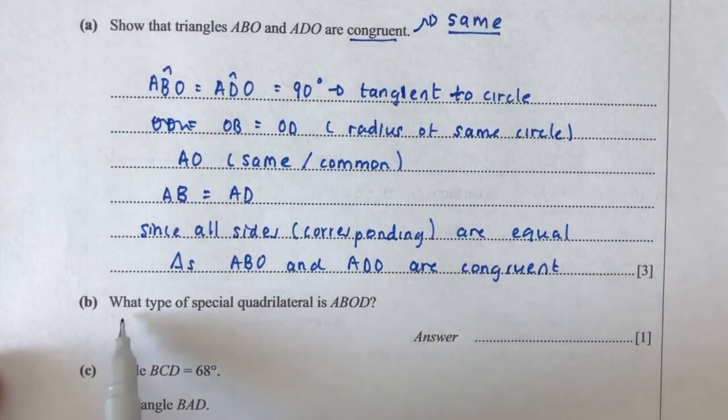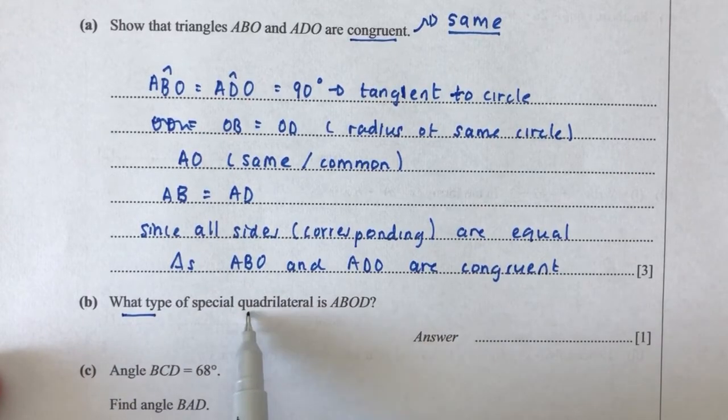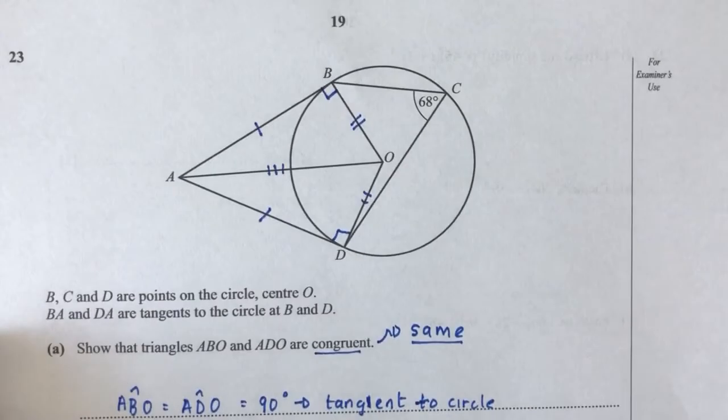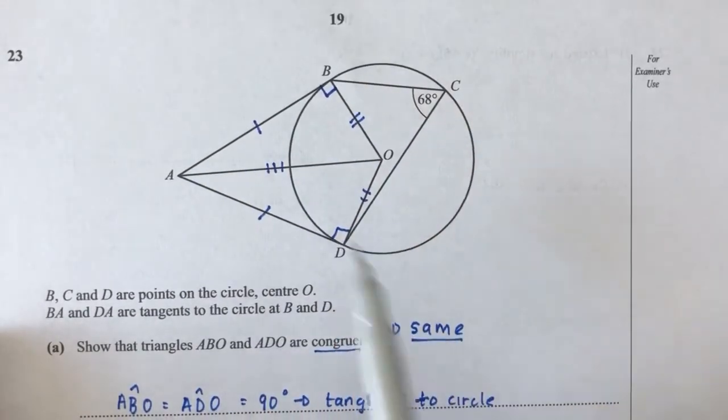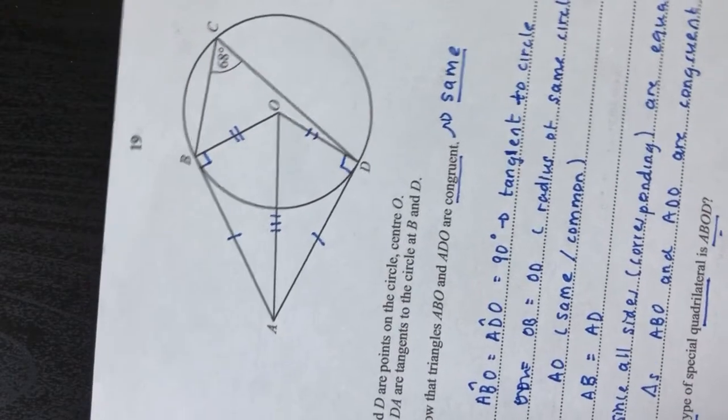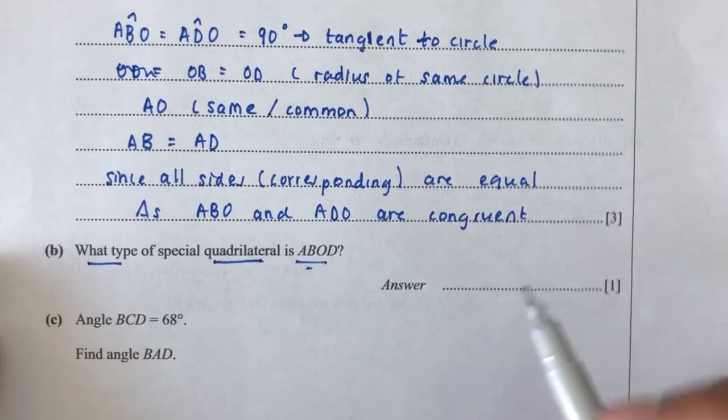So now part B, what special type of quadrilateral is ABOD? Where is ABOD? So ABOD, so we have these two same, these two same. It is obvious that this is a kite. So that will be a kite.